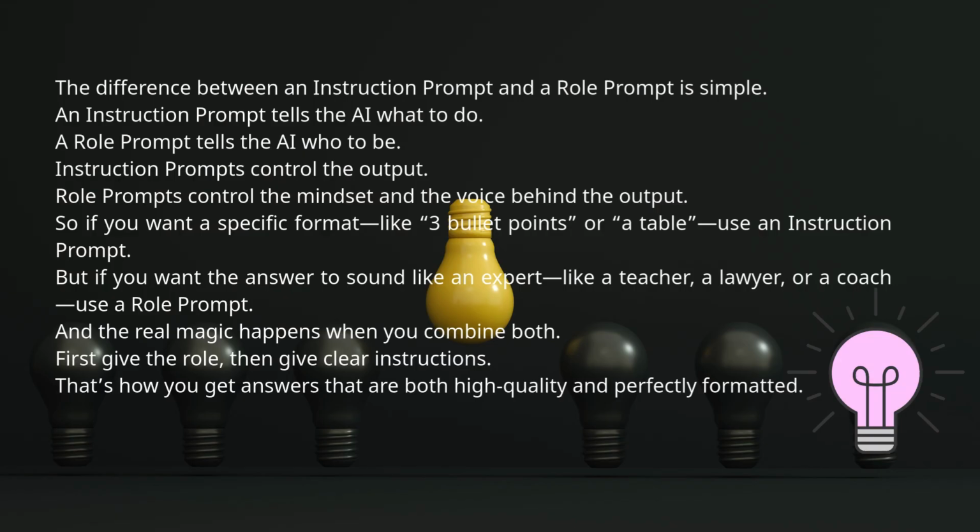The difference between an instruction prompt and a role prompt is simple. An instruction prompt tells the AI what to do. A role prompt tells the AI who to be. Instruction prompts control the output. Role prompts control the mindset and the voice behind the output.